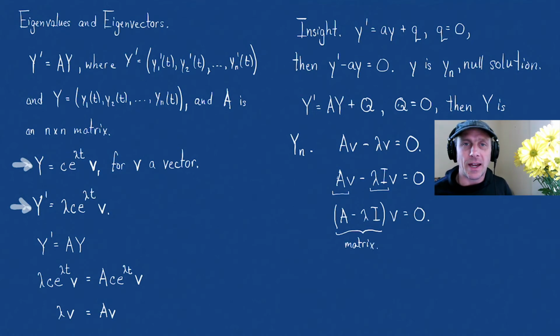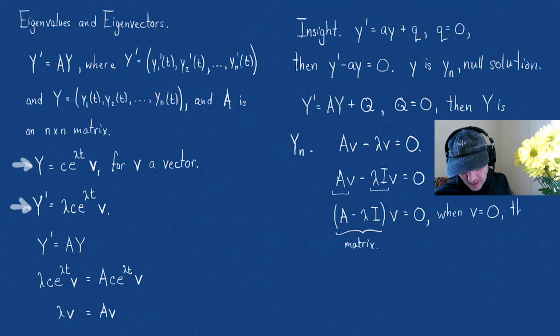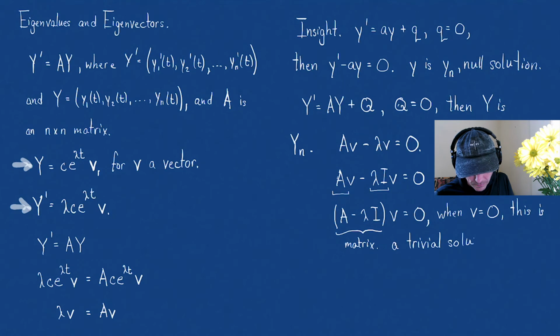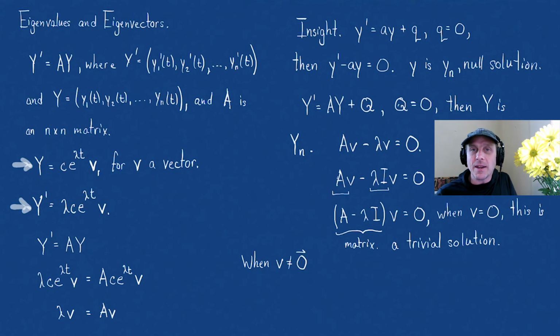Okay, now, for an eigenvector, we're after non-trivial solutions. So when V equals 0, this is a trivial solution. It doesn't tell us anything about the system. But when V is not the 0 vector, I'm even going to put a vector symbol just to make sure we don't forget that V is a vector. So when V is not the 0 vector, well, what does that mean? That means that A minus lambda I has to have some dependent columns inside of it.